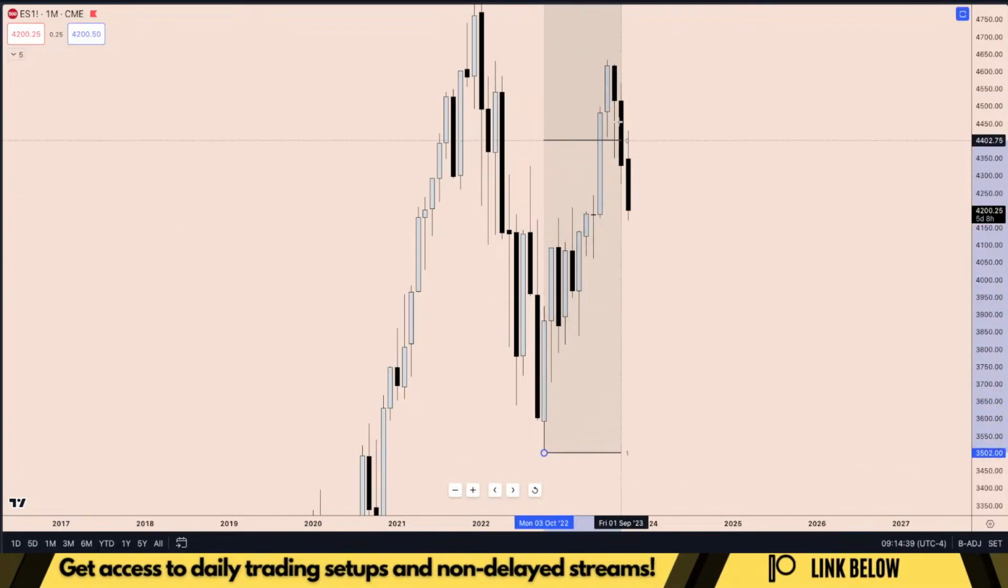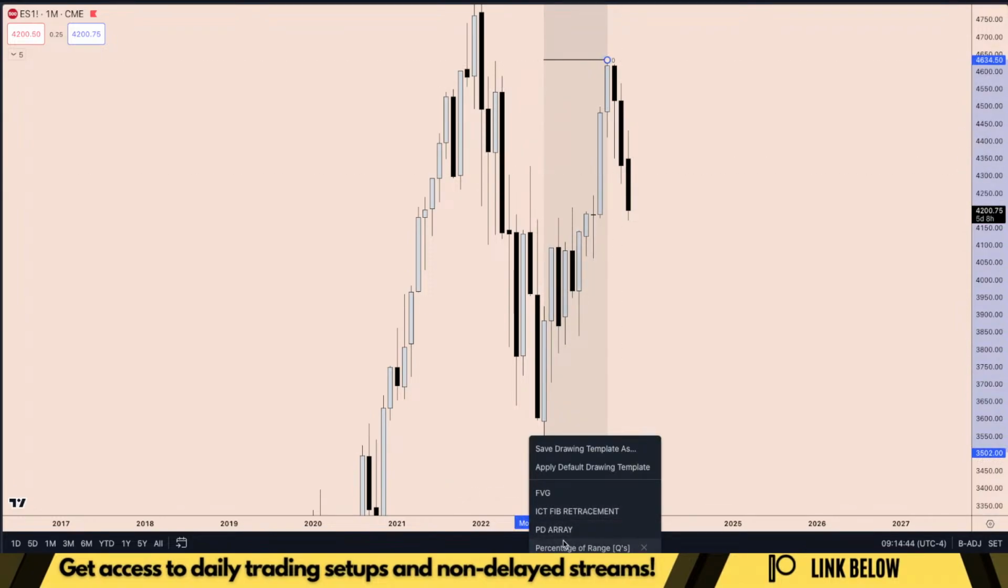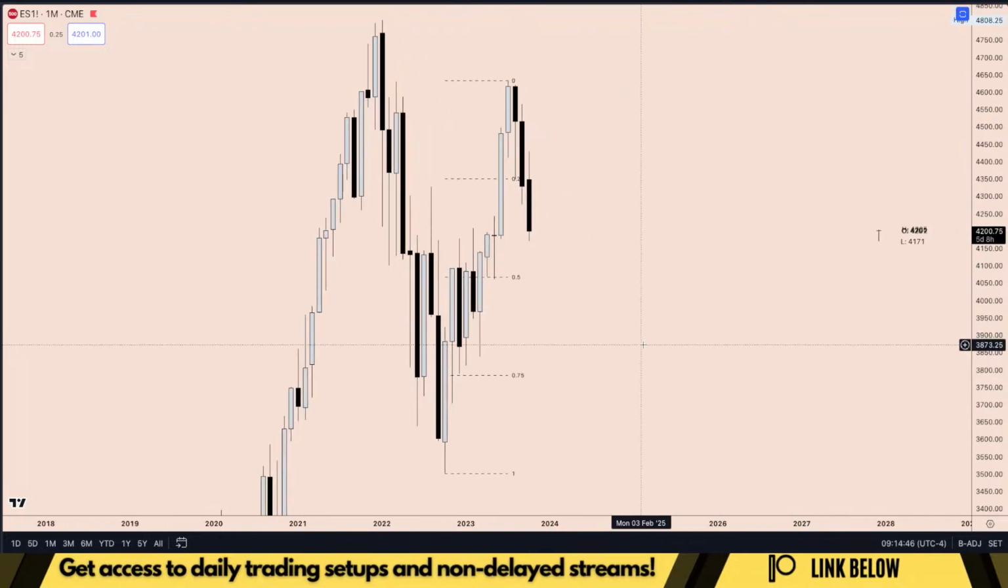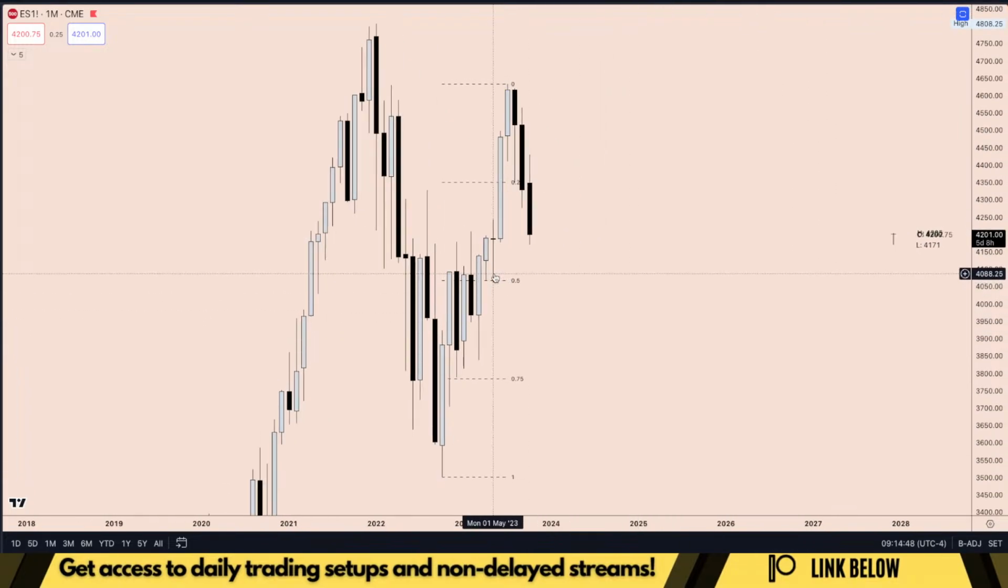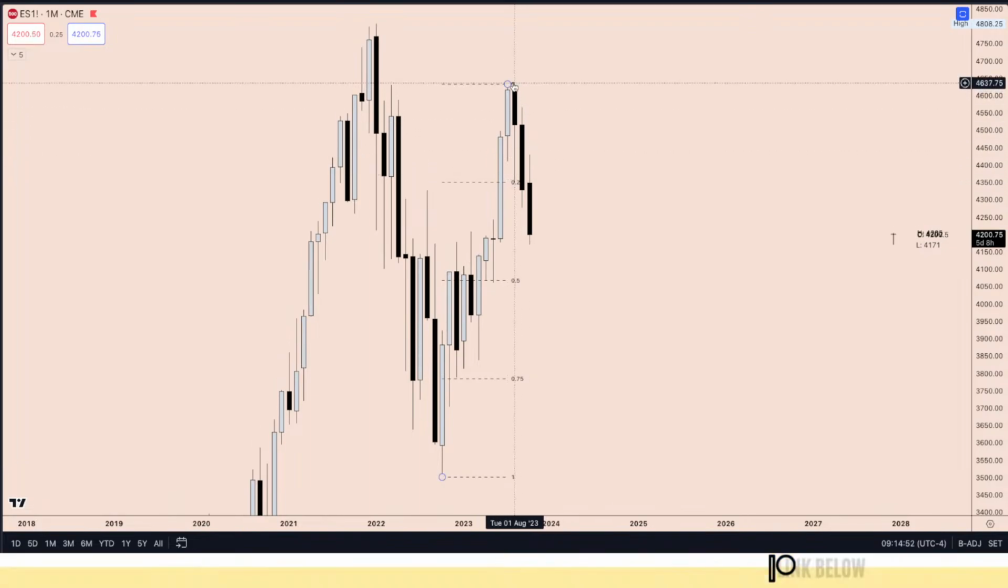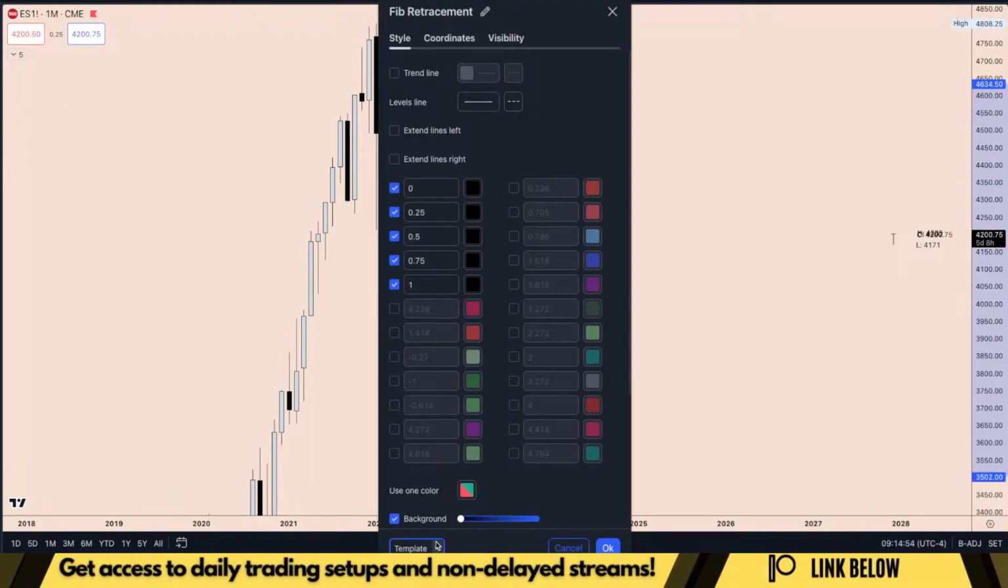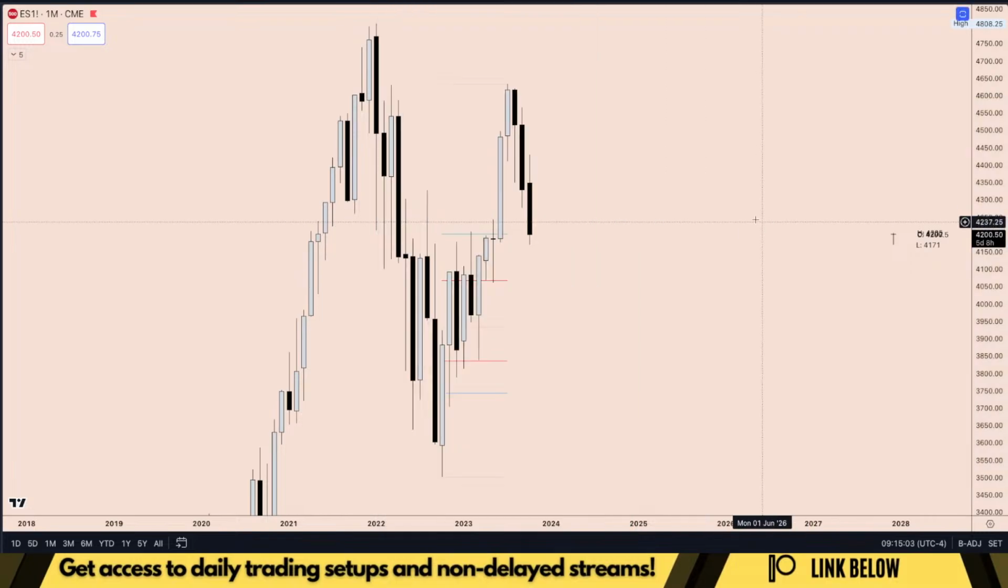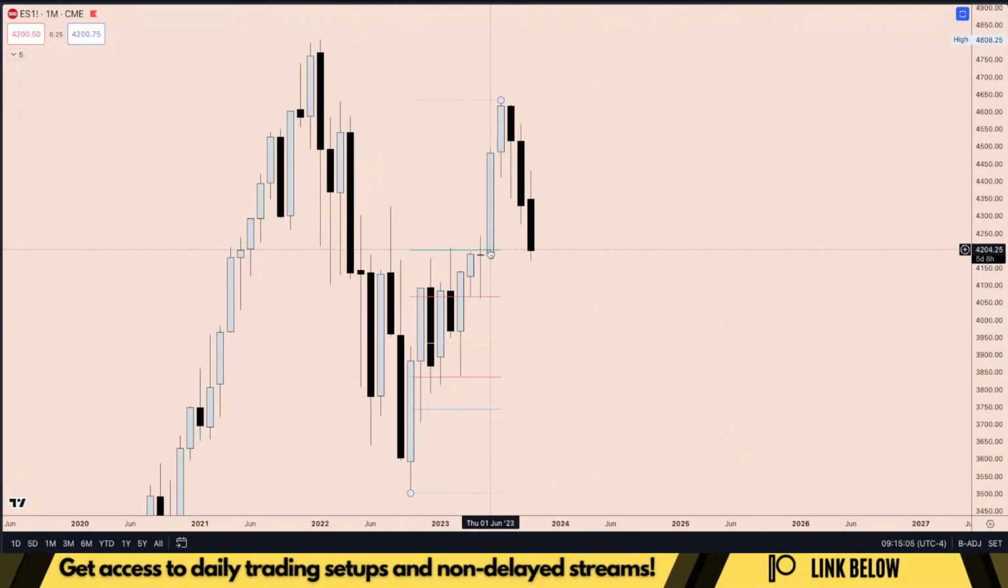If we were to measure from our low to our high, and we use the percentage of ranges, right here we have the low of the month of May. We're already below the 25% level. Let me use an ICT fib retracement and turn on the 0.5 as well. So we hit the 38.2 retracement level right here. That's where we're stuck at.